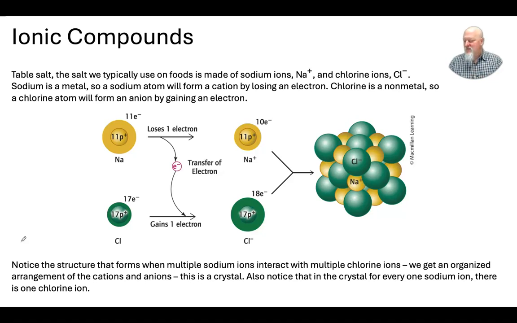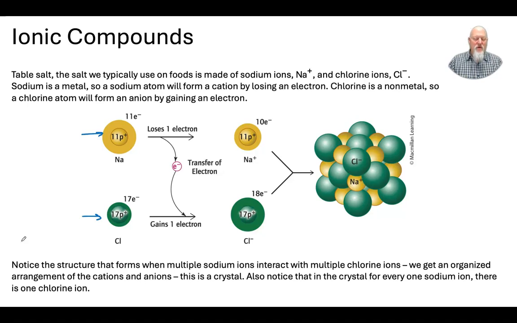An example is this one here, where we have sodium metal and a chlorine atom. The sodium atom has 11 protons and 11 electrons. The chlorine atom has 17 electrons and 17 protons. They're neutral. Sodium is an alkali metal in the first column of the periodic table. It has 1 valence electron. Chlorine is a halogen, the column right next to the noble gases. It has 7 valence electrons.